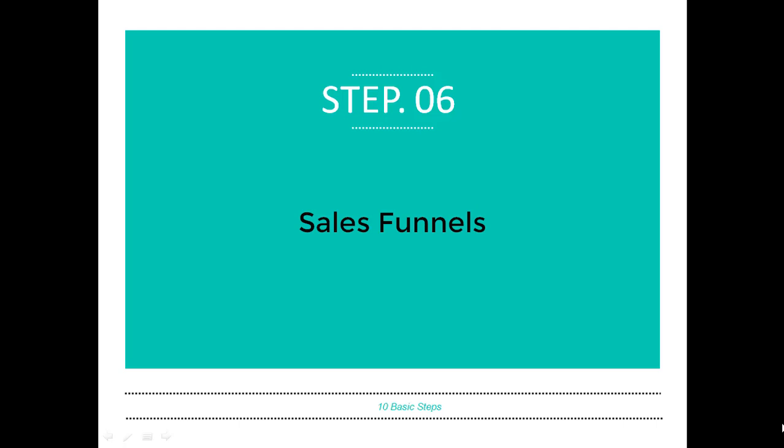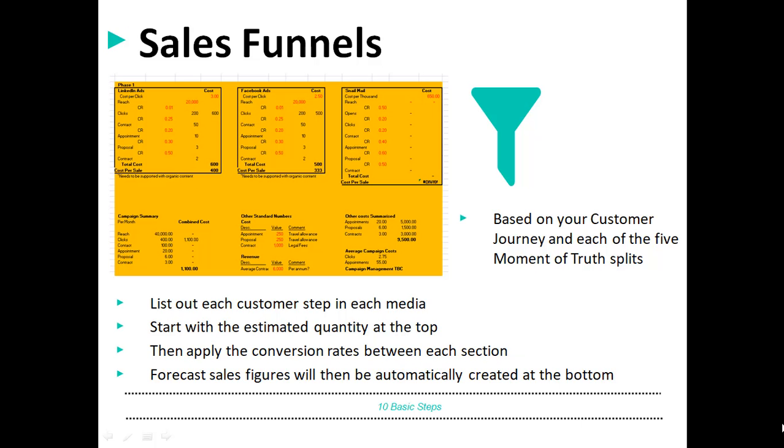Step number 6, sales funnels. Now these are based on your customer journey and each of the 5 moment of truth splits. List out each customer step in each media, start with the estimated quantity at the top, then apply the conversion rates between each section, and your forecast sales figures will then automatically or even magically be created at the bottom. Kind of scientific, eh?